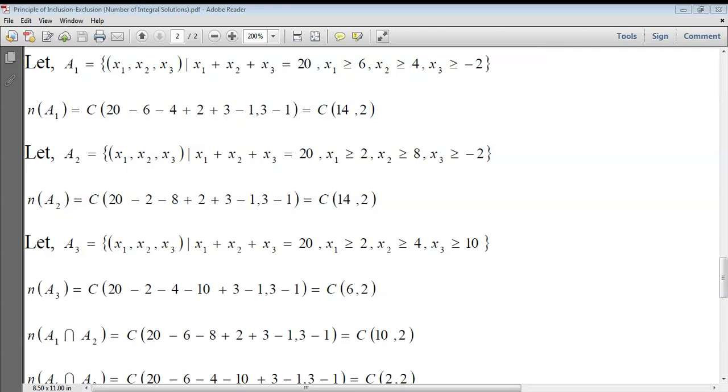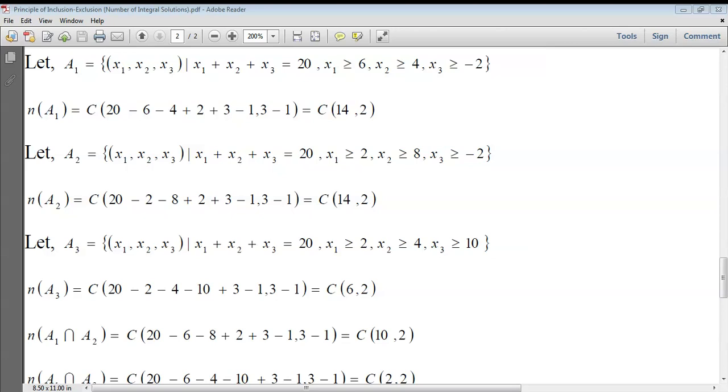Now let us find the number of solutions with respect to A2 intersection A3, and the number of solutions with respect to A3 intersection A1. Okay, so let us identify the common values for A1 and A3. In A1 x1 starts from 6, and in A3 x1 starts from 2. So in the A1 and A3 intersection, the common value for x1 is 6, the common value for x2 is 4, and the common value for x3 is 10.